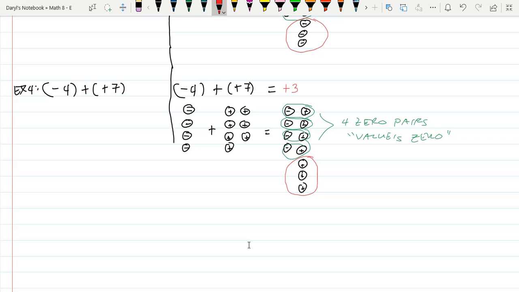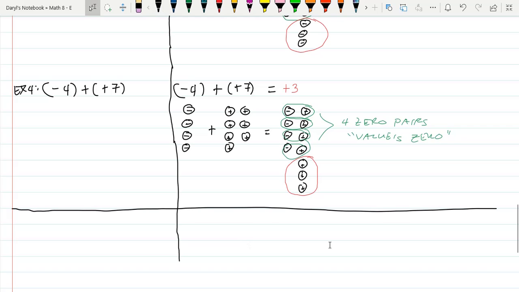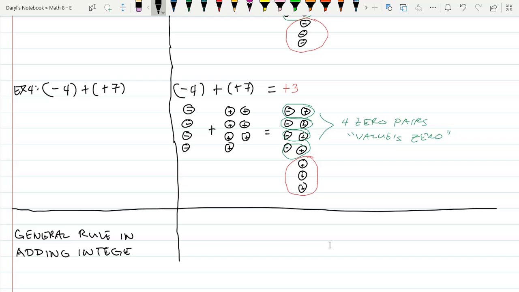Okay. So maybe by now, you can see the pattern when we add integers with different signs. So again, the general rule in adding integers with different signs.